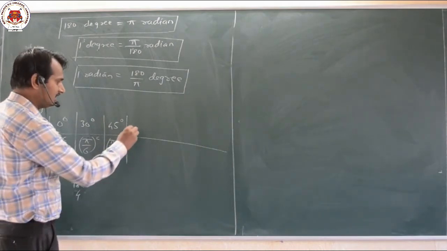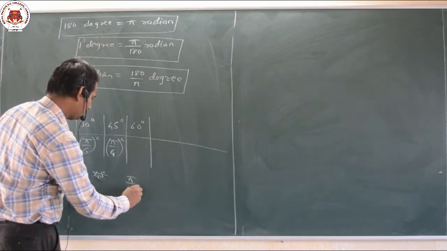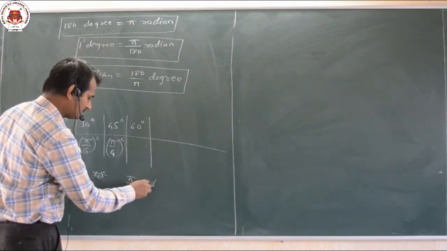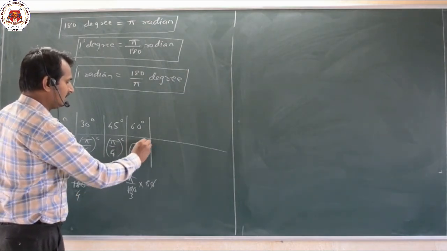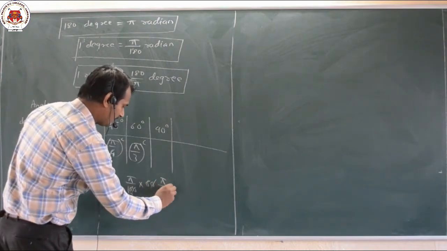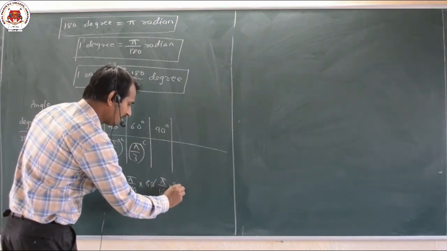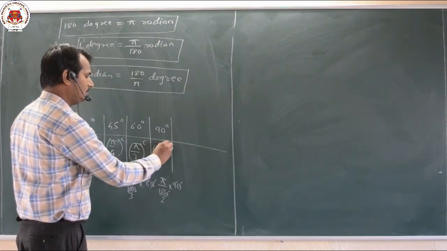Similarly, next 60 degrees. 60 degrees means pi divided by 180 into 60. 6 1s are 6, 6 3s are 18, that is nothing but pi by 3 radian. If I take 90 degrees, 90 degrees means pi divided by 180 into 90. 9 1s are 9, 9 2s are 18, that is nothing but pi by 2 radian.